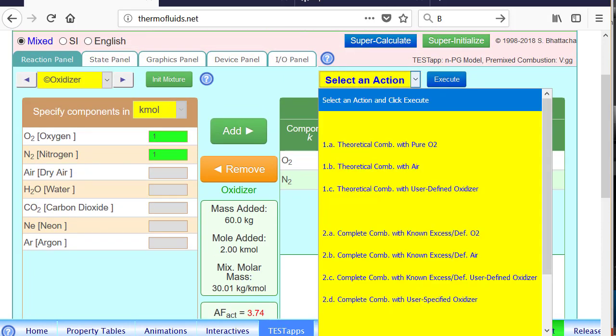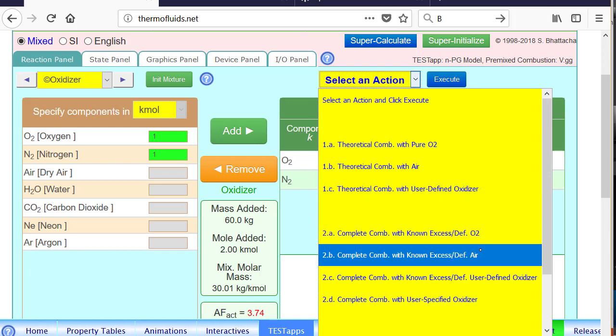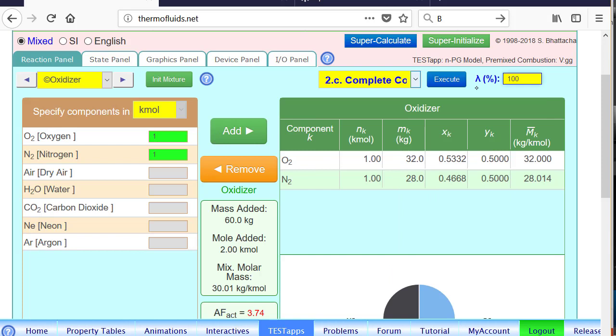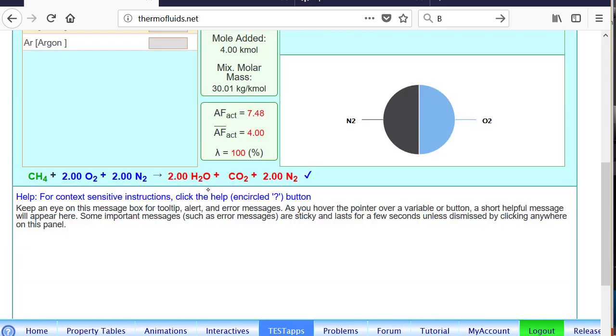Now let's go and set up the amount by going to theoretical combustion with user-defined oxidizer. It's best to use user-defined oxidizer with known excess deficient amount. In other words, later on to do a parametric study, we can change lambda. So lambda equals 100 means theoretical amount. For the parametric study, we can use 110 to mean 10% excess oxidizer. So when I execute this action, that means the reaction is now totally poised for methane reacting with theoretical amount of a 50-50 oxygen-nitrogen mixture. So the reaction is totally balanced.